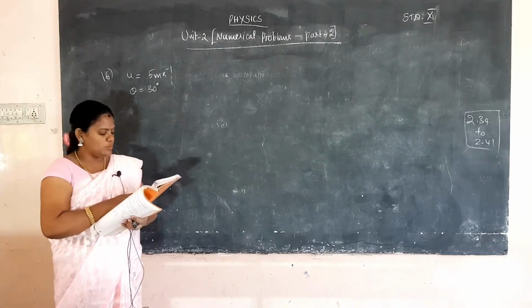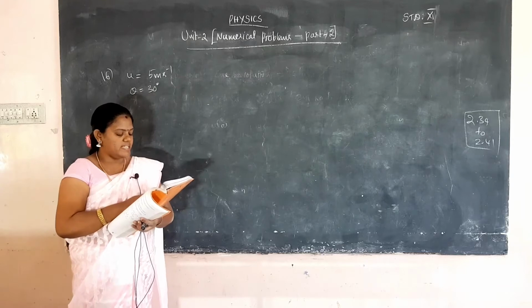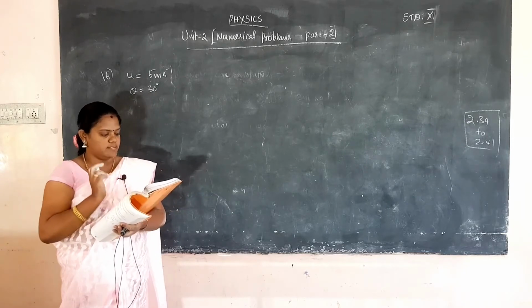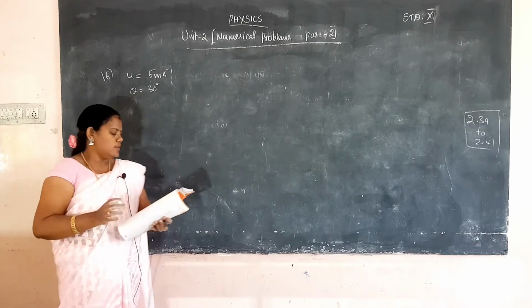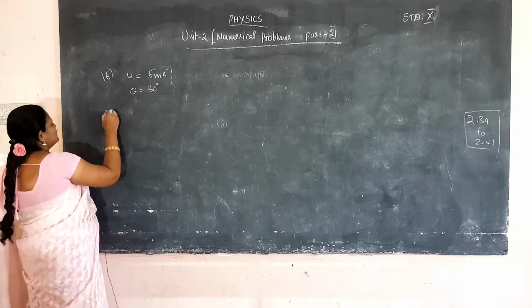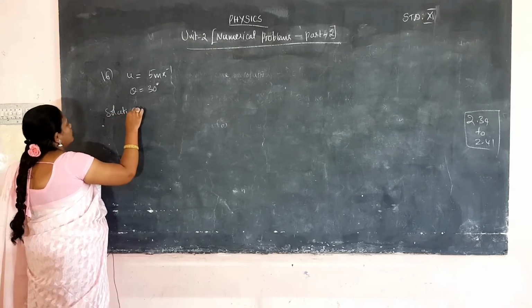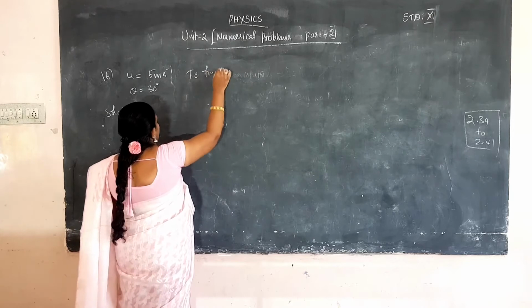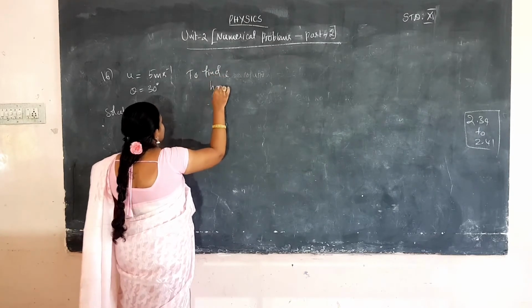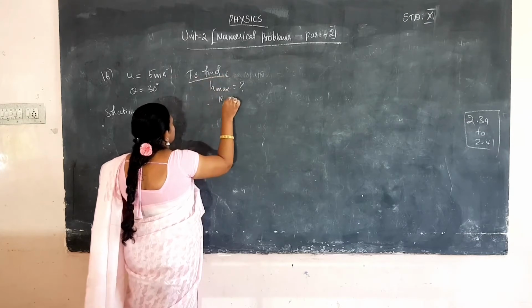The angle of projection is 30 degree. What are the height and range reached by the particle? Calculate the height, calculate the range. First, height. What is the formula for height? So, solution. What are we to find out? The maximum height and the range.